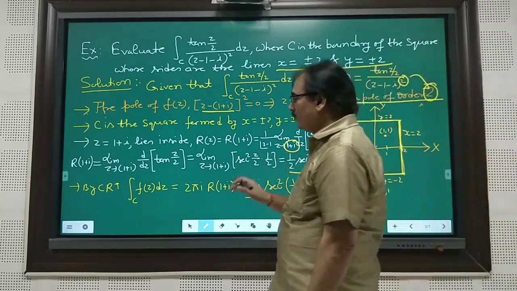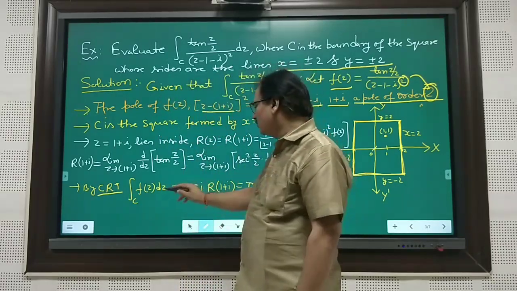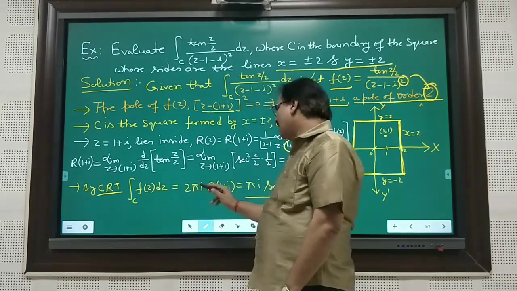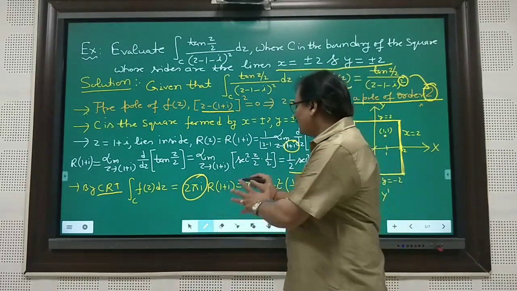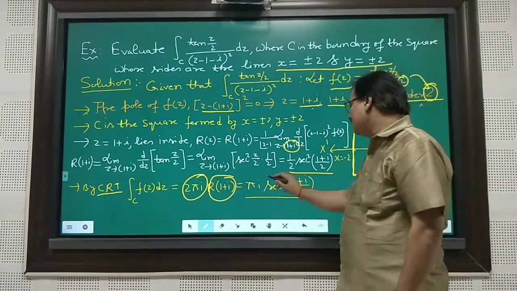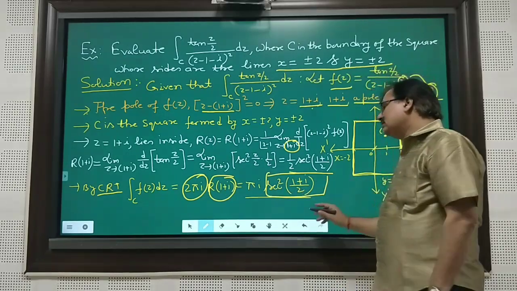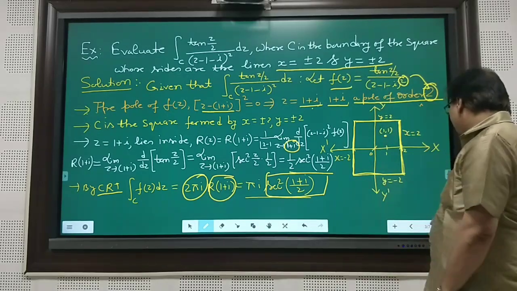But again, you have to apply Cauchy's residue theorem. So after application of Cauchy's residue theorem, you will get the integral over the closed curve C of f(z) dz is equal to 2 pi iota. This is a part of the formula. And this is the sum of residues which you have calculated. So this residue is nothing but sec square ((1 plus iota)/2). So this will be the answer for this problem.